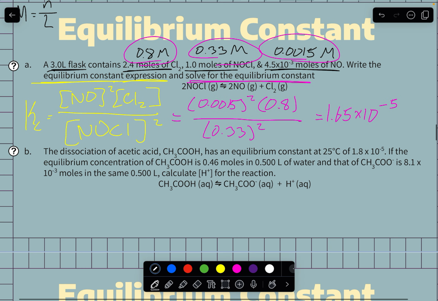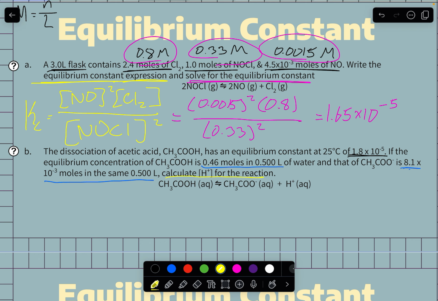Okay. For B, I'm going to set it up with you, but I want you to finish it the rest of the way. We have the dissociation of acetic acid, which has an equilibrium constant of 1.8 times 10 to the negative 5 at 25 degrees Celsius. If the concentration of CH3COOH is 0.46 moles in 0.5 liters of water, and the anion, CH3COO minus, is 8.1 times 10 to the negative 3 moles in 0.5 liters, calculate H plus.